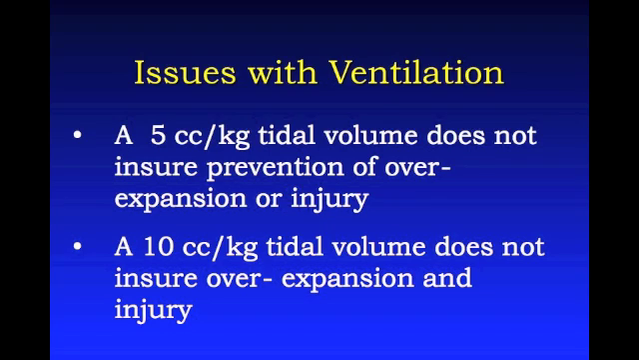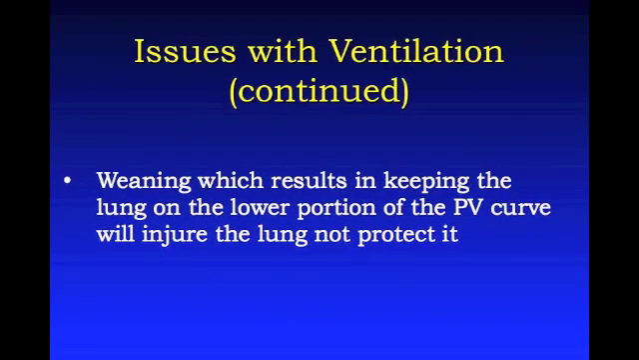And the big thing is weaning. Everybody wants a baby off a ventilator, including me. And I would like them off at the very earliest possible time. But if you wean them and keep the lung on the lower portion of the pressure volume curve, you create atelectotrauma, and you will not protect the lung, you will injure the lung from that standpoint. So weaning has to be done to maintain reasonably normal inflation. As long as you do that, you will prevent lung injury.